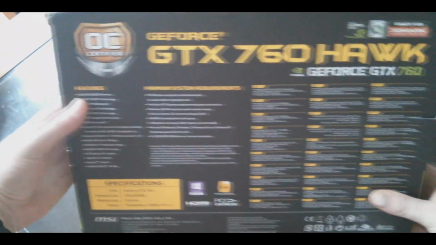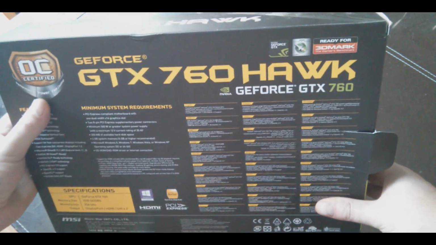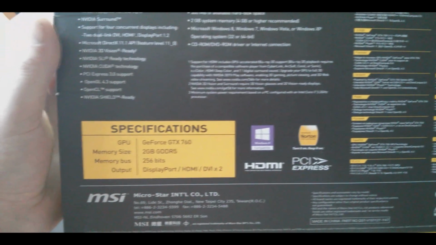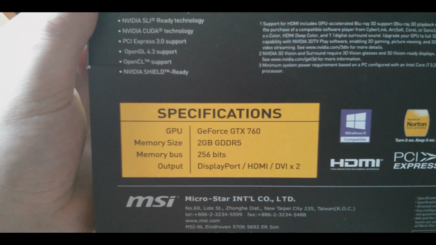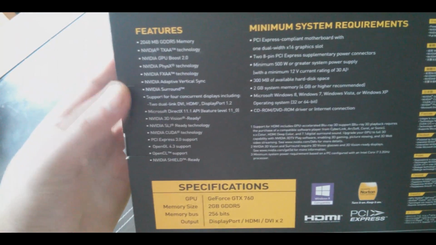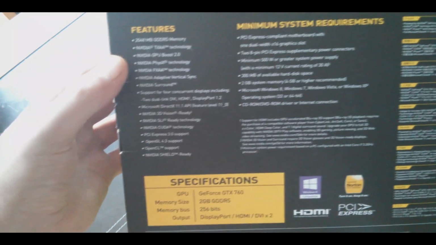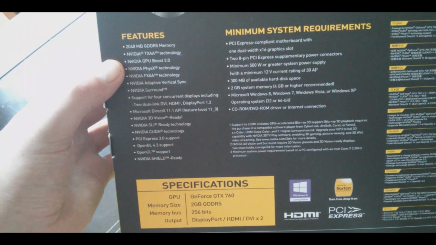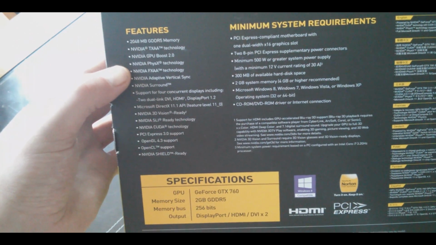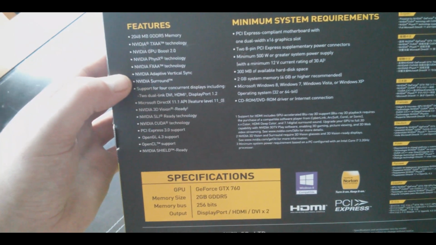So moving around to the back of the box, we can see it is a GTX 760 Hawk Edition card. And we can see it has 2GB GDDR5 memory on a 256-bit memory bus. And down here we can see some of the features that come included with the card. We start up the top here with NVIDIA TXAA, GPU Boost 2.0, PhysX, FXAA, Adaptive Vertical Sync.